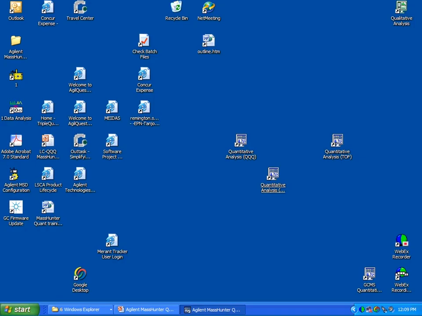Let's illustrate the presentation of the flavors. If I look at my desktop, you'll see that there are three icons presented here, one for the triple quad, one for the QTOF, and then one for the TOF. And each one of those icons gives the different flavor.